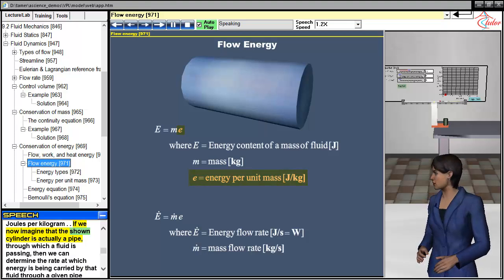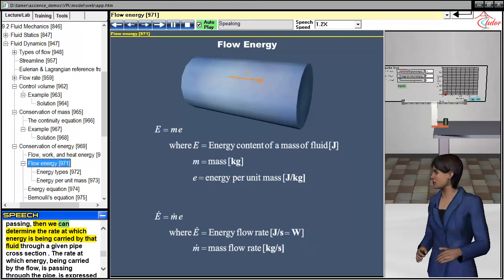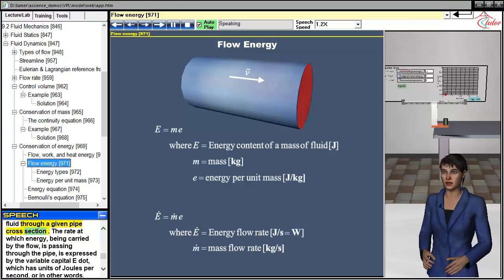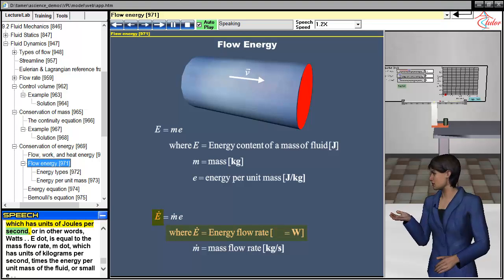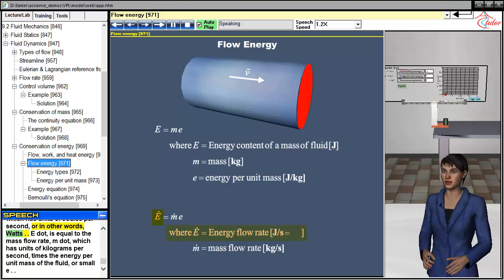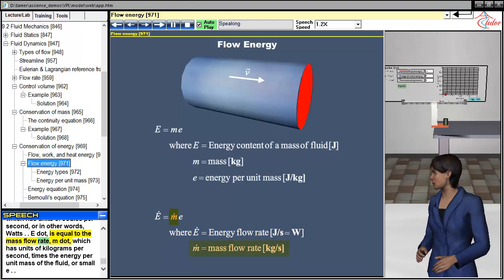If we now imagine that the shown cylinder is actually a pipe through which a fluid is passing, then we can determine the rate at which energy is being carried by that fluid through a given pipe cross-section. The rate at which energy, being carried by the flow, is passing through the pipe is expressed by the variable capital E dot, which has units of joules per second, or in other words, watts. E dot is equal to the mass flow rate, m dot, which has units of kilograms per second, times the energy per unit mass of the fluid, or small e.